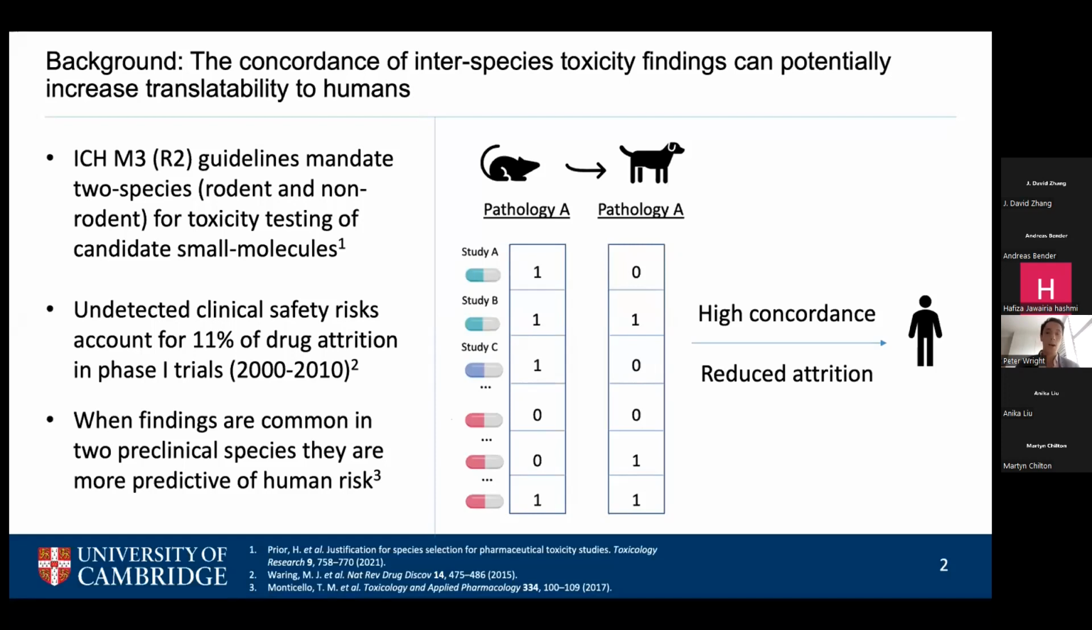However, a previous study in 2017 showed that if findings are concordant, for example a finding is toxic in both the rat and the dog, this leads to increased predictivity for human. So hopefully identifying concordant toxicities could lead to reduced attrition or reduced undetected safety risks in humans.